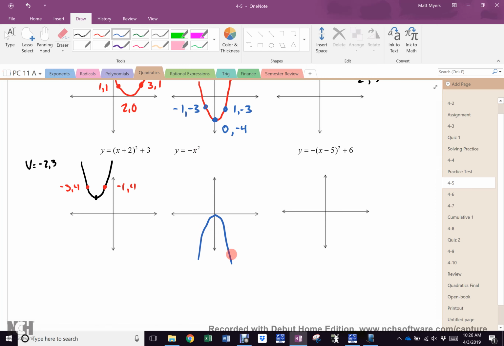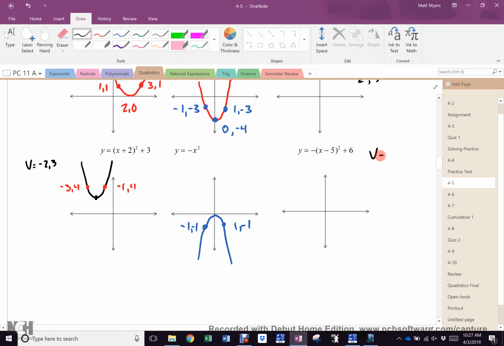Right? Do you think anything else changes? Instead of going one right and one up, where do I go? One right and one down. So what is that point right there? 1, -1. What's that point right there? -1, -1. So now all of you should be able to graph this, yes?